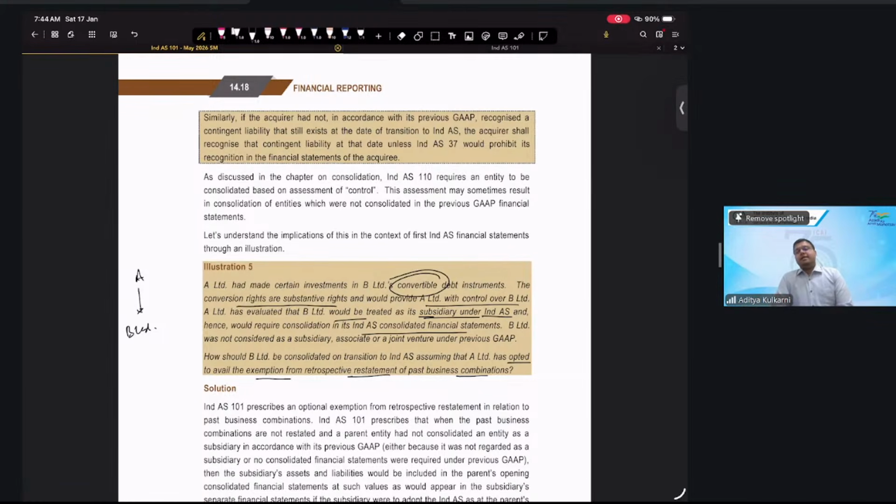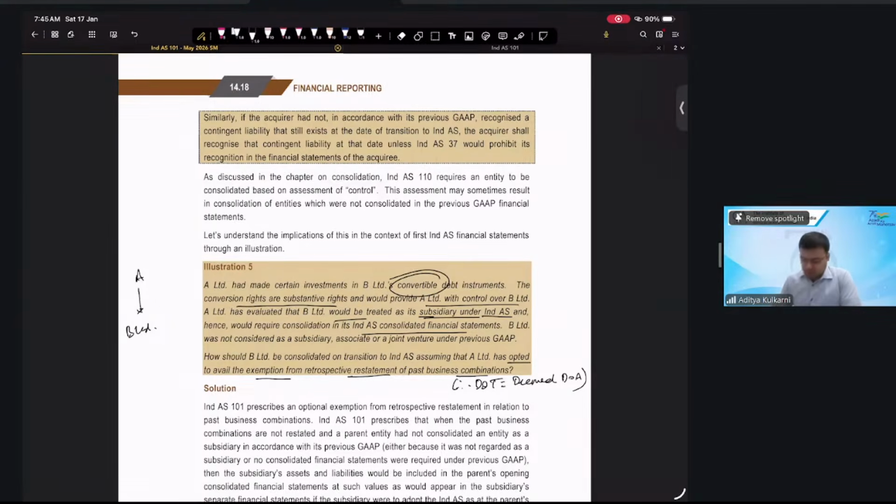What is the exemption that it has availed? Exemption from retrospective restatement. That means it is considering the date of transition as the deemed date of acquisition. Therefore, date of transition is equal to deemed date of acquisition. Yes or no? Yes. And therefore, if this is the case, is any restatement needed? The answer is no. There is no restatement that is required. Correct?